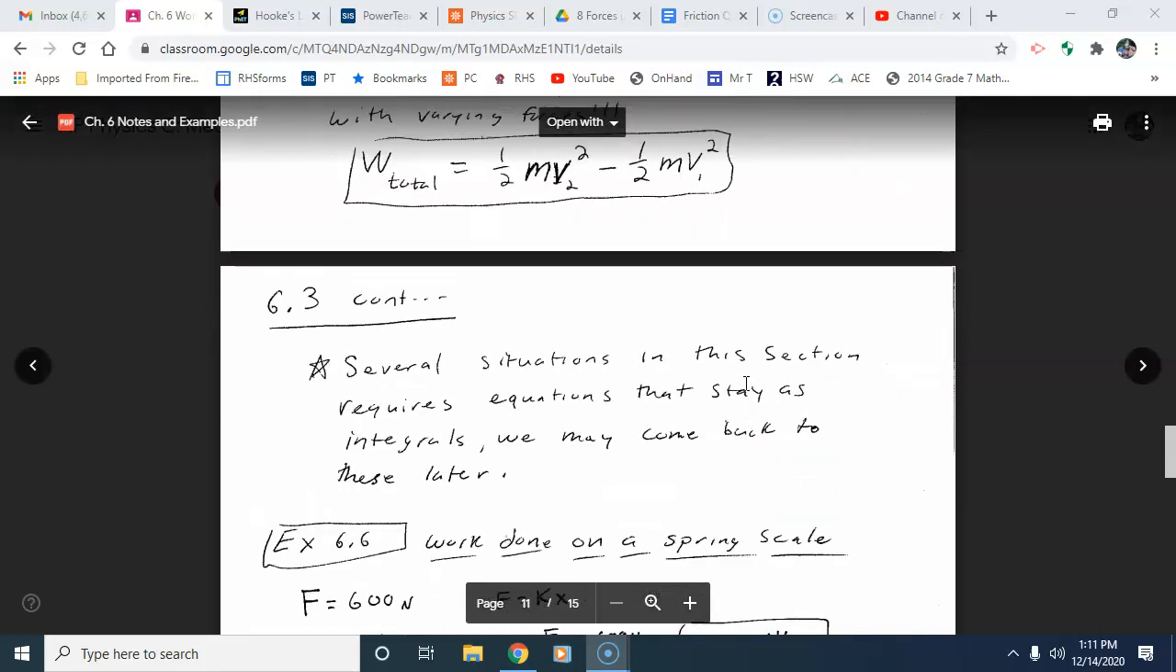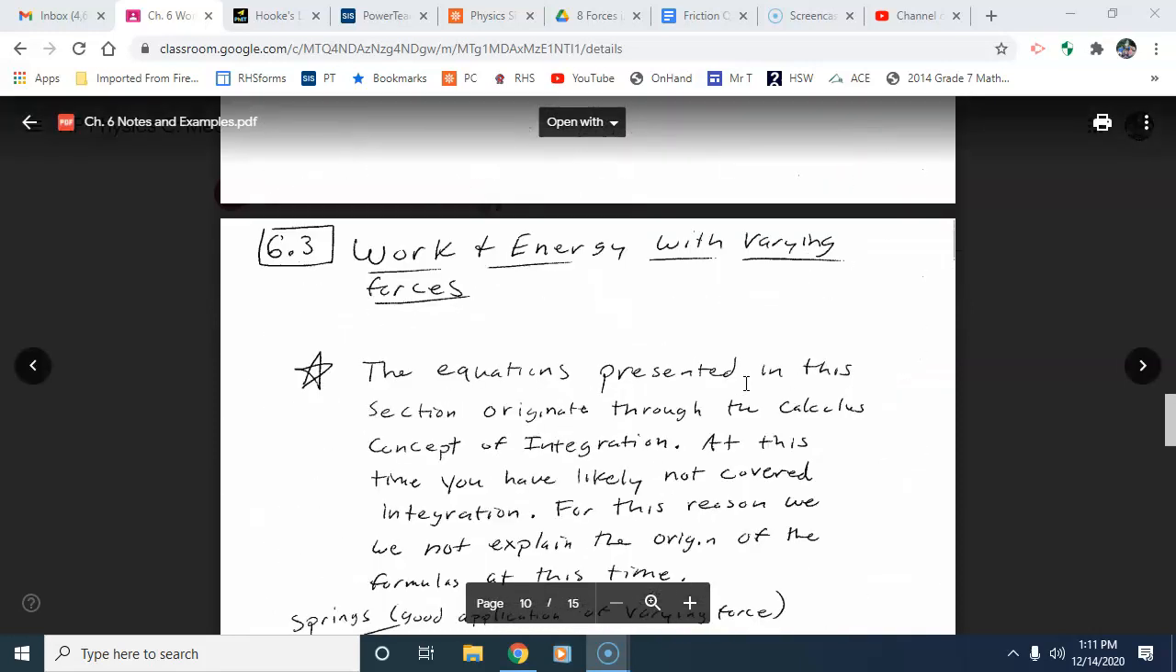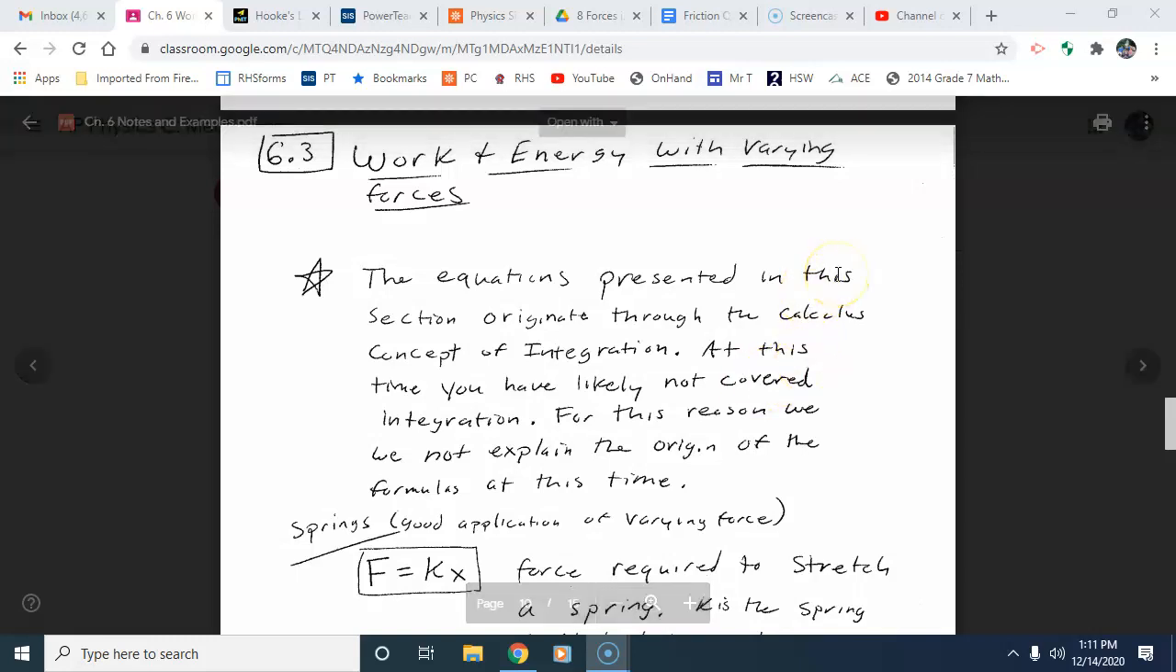Hi, hello everybody. We're going to continue on with chapter 6. We have two more sections left to go. We're going to cover 6.3 today: work and energy using varying forces.